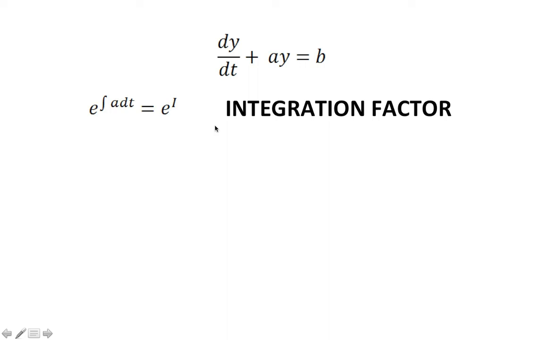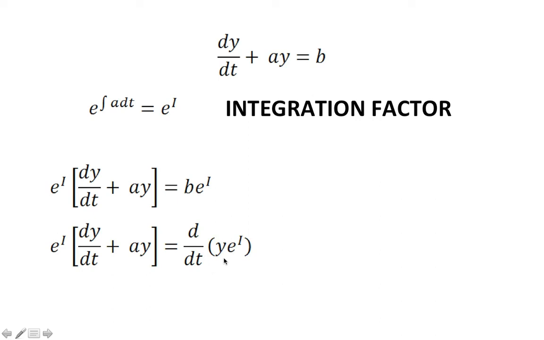First, we're going to multiply both sides of our differential equation by the integration factor. Interestingly, this left side of the equation is actually equal to the derivative of y times our integration factor. If we then go ahead and substitute this back into our original differential equation, we get the following equation. It turns out that this is separable because this term, b e to the I, is a function of t only, and thus we can separate it.